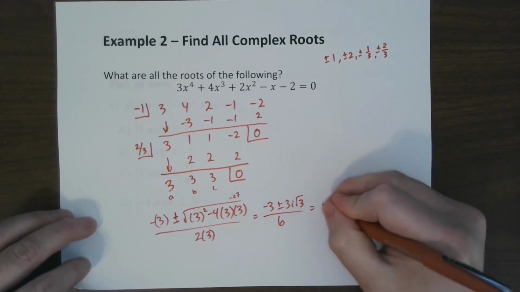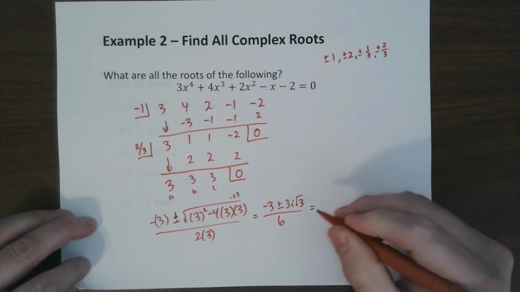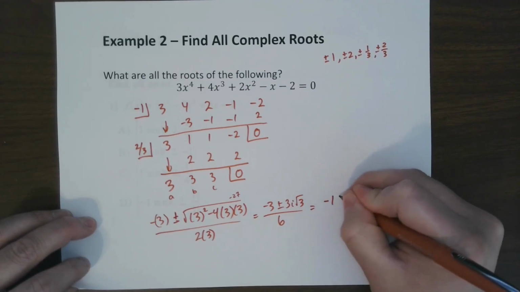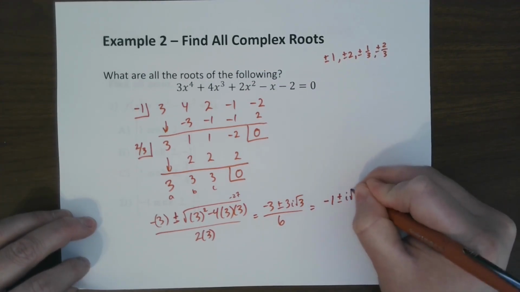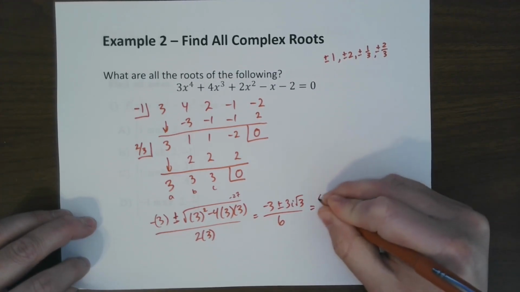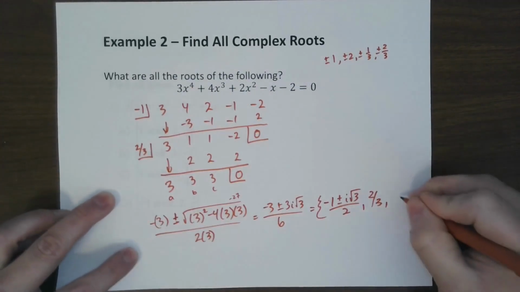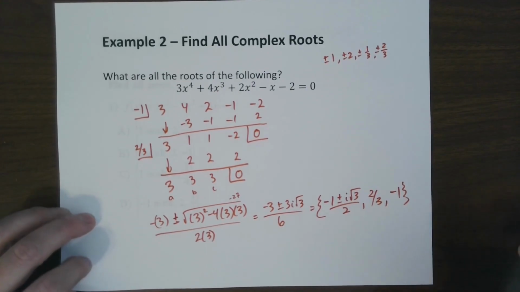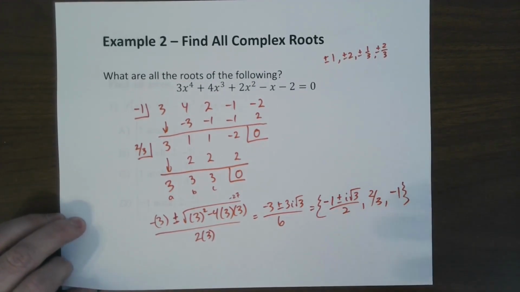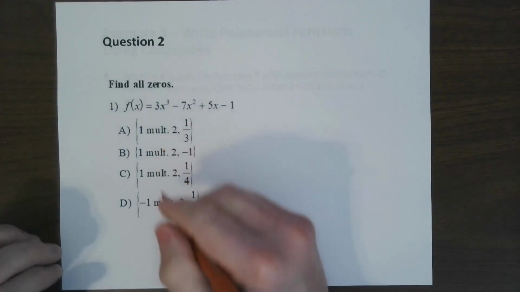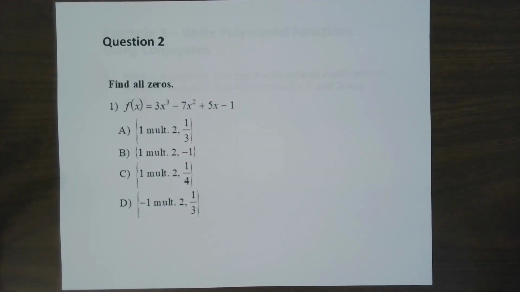And now we reduce it, so we get, what would that be? -1 plus or minus i radical 3 over 2. And now we list the rest of the zeros, which are 2/3 and -1. And there's all of our zeros, roots, whatever you want to call them. That is the process you have to go through. It is very time consuming and tedious. Go ahead and try one. Hint, use the answers to guide you. Since these all have ones, I'd try 1.